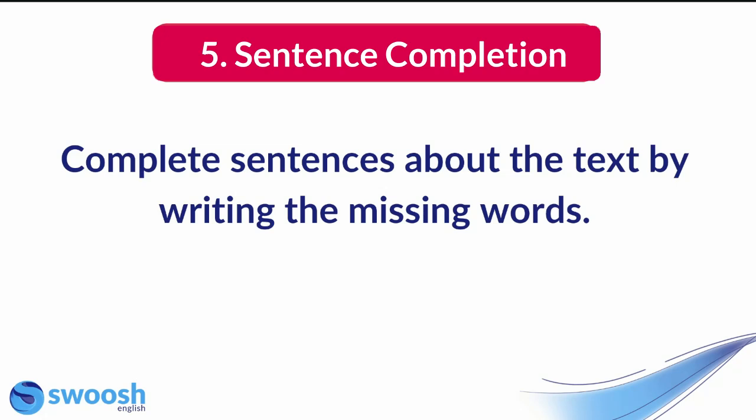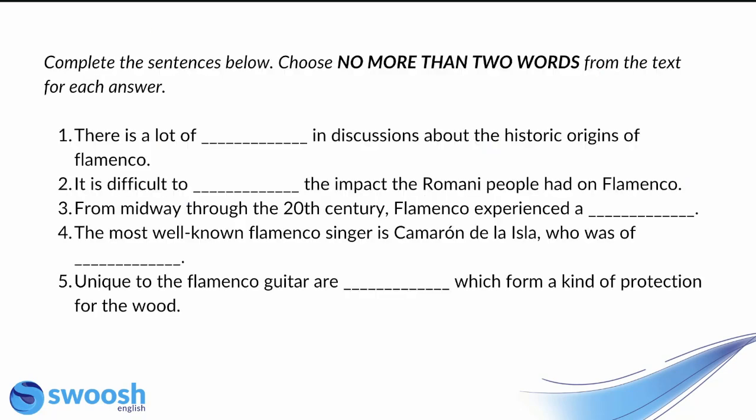So the first one we have is sentence completion. This is a pretty straightforward gap fill exercise. You're going to complete sentences about the text by writing the missing words. So you'll see in the instructions here, it will always tell you how many words you can write. You're taking those words directly from the text and you're inserting them into the gaps in these sentences.